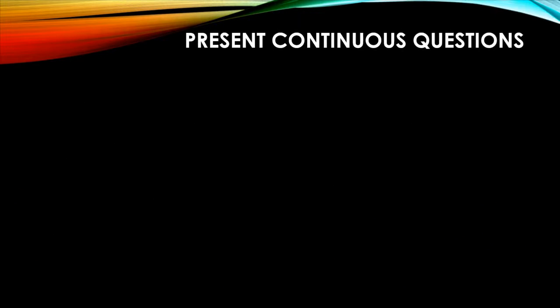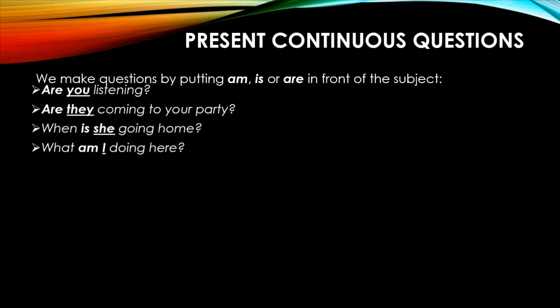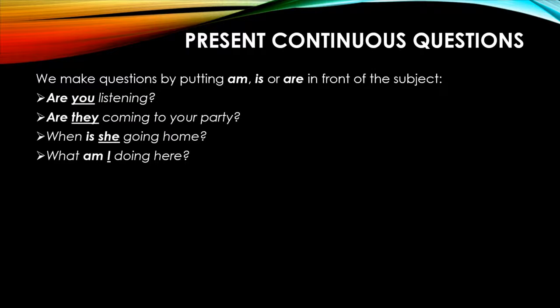Now, if we make present continuous sentences into questions, what will they look like? We make questions by putting the auxiliary verb in front of the subject. Here we have the auxiliary verbs am, is, are, and we put them in front of the subject. Example: are you listening? Are they coming to your party? When is she going home? What am I doing here? So these are a few examples so that you can know how to make questions for present continuous.